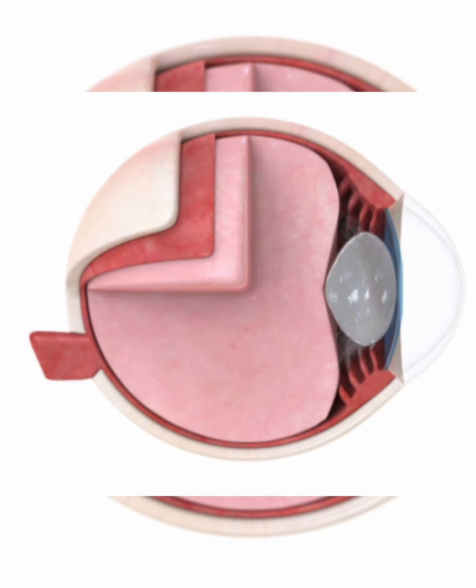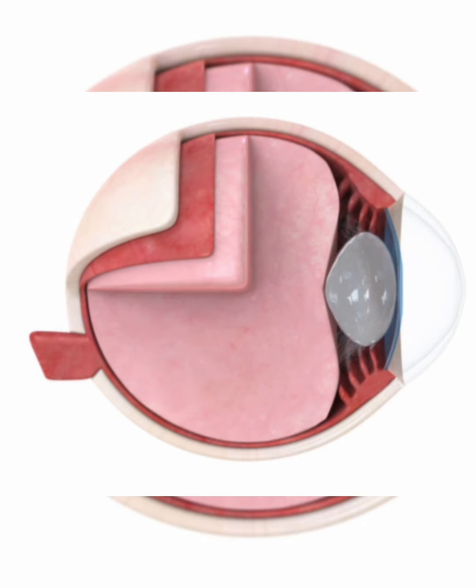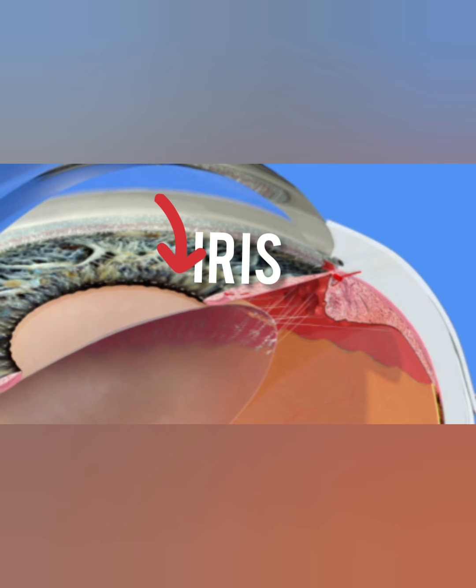Now inside the outermost layer there is a highly vascular layer which brings oxygen and nutrition for the other layers. It is present inside and posterior to the outer part. This is called the choroid, right? Now the anterior portion of this vascular layer becomes thickened. This thickened part is called the ciliary body, and just in the middle of the ciliary body there is a vascular diaphragm. This is called the iris.